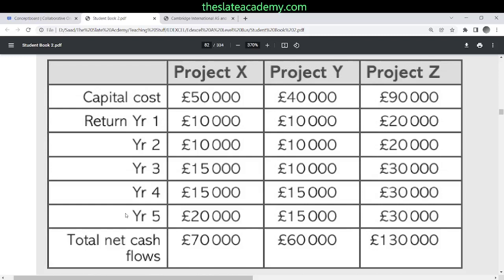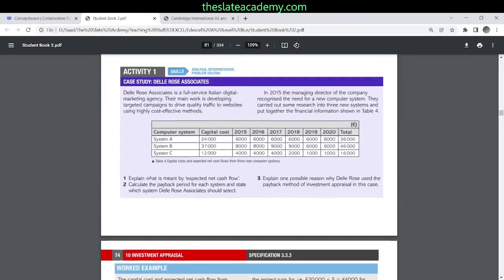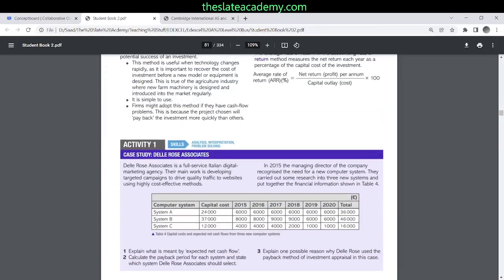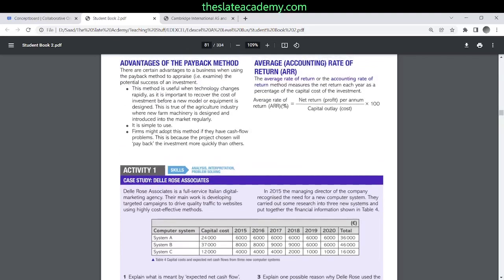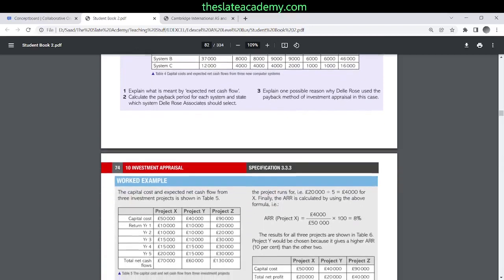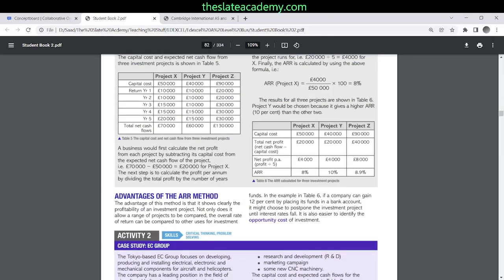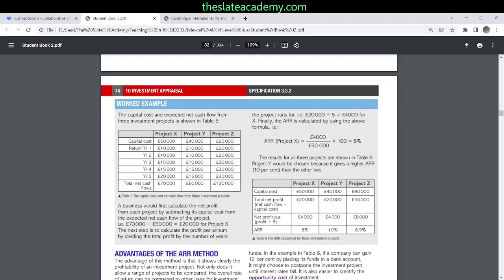But what is that thing on top? Average rate of return, or annual rate of return. And then you do it for all the projects and see which one is the highest. So, what is capital outlay and what is net return per annum? Capital outlay is this 50,000, the amount that you initially invested. There is another formula as well, but it's not in your course. In your course, it's simple: it's just the initial investment required for this particular project.